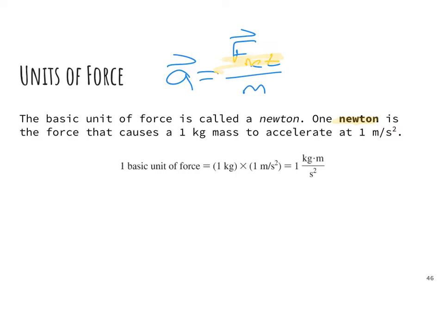If I look at what a Newton is, it's what causes 1 kilogram of mass to accelerate 1 meter per second squared. We know acceleration is meters per second squared from the last unit. So 1 Newton is equal to 1 kilogram meter per second squared, as we can see from this equation right here. We use Newtons anytime that we talk about force. That is the unit for force.